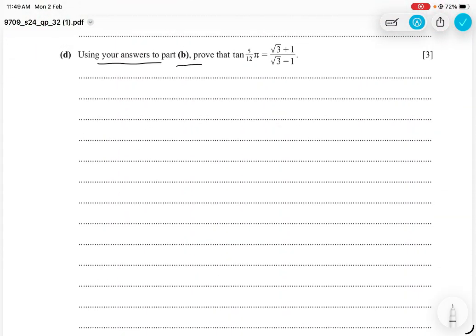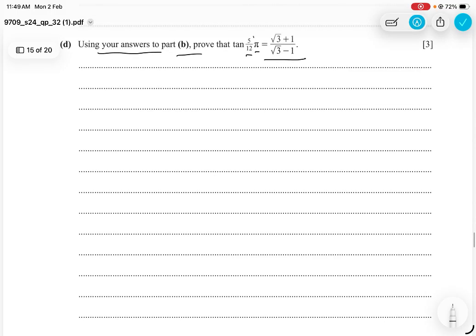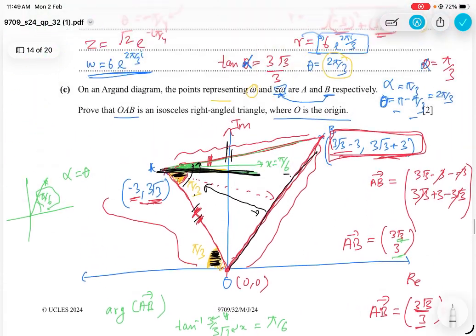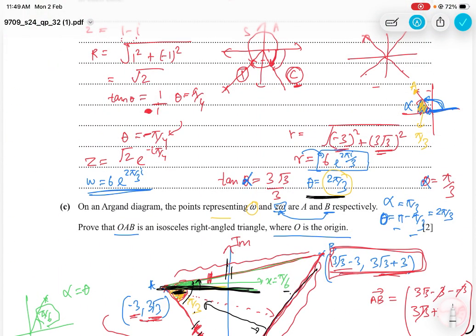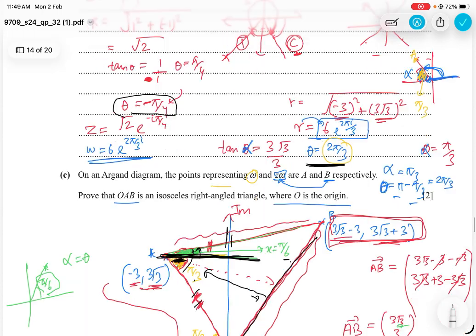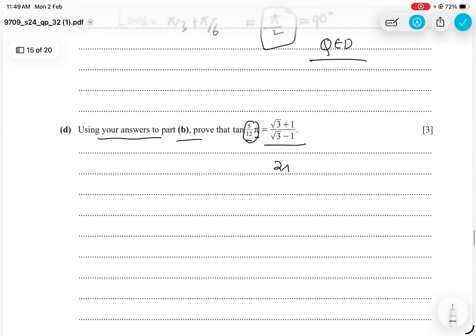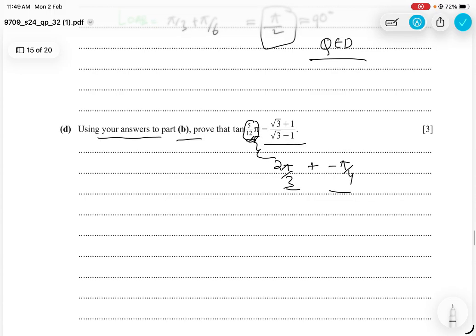Using your answers to part B, prove that tan phi by 12 pi equals to this. Okay. So the answer for part B. See, we are talking about angles over here. And in part B, we got theta equals 2 pi by 3 and theta equals minus pi by 4. So 2 pi by 3 and negative pi by 4. If I subtract them, I will get 5 pi by 12. Basically, I'm adding both of them, right? So it would be 5 pi by 12 equals 2 pi by 3 plus minus pi by 4.